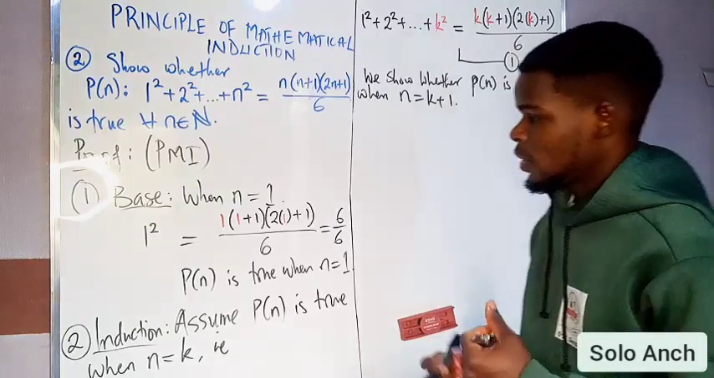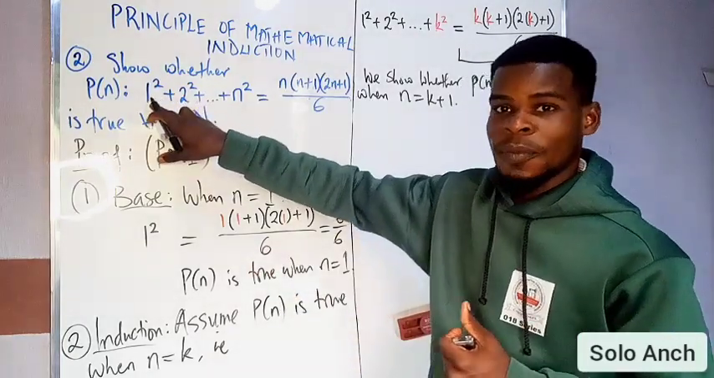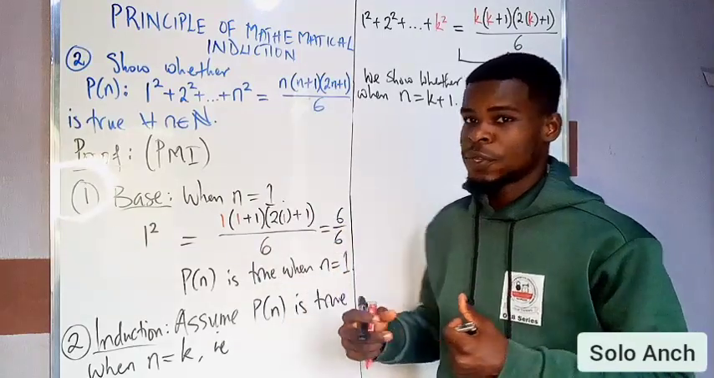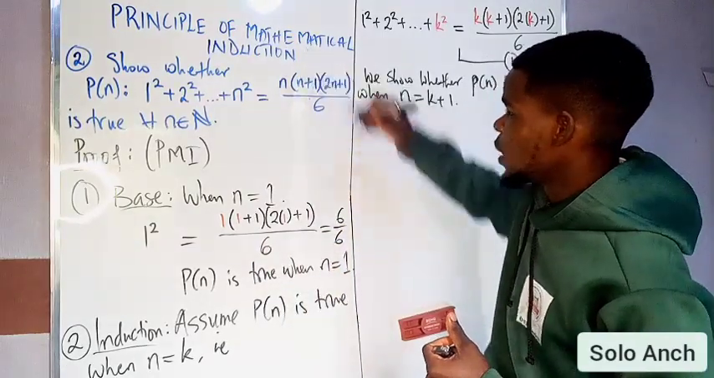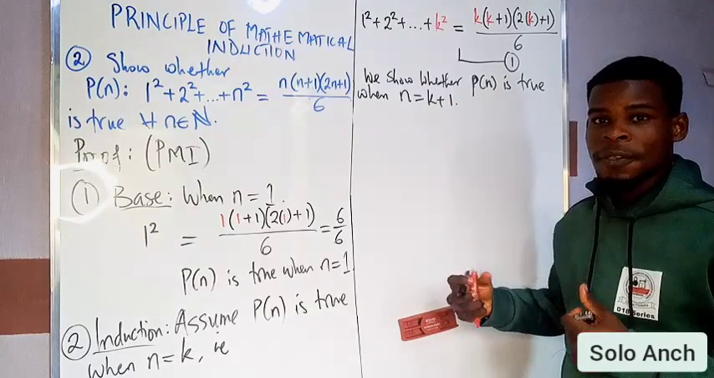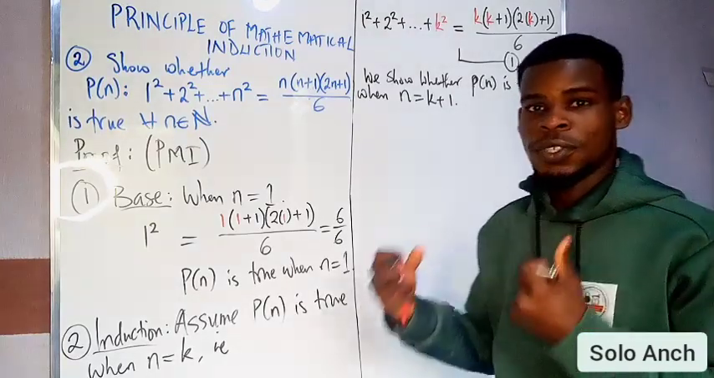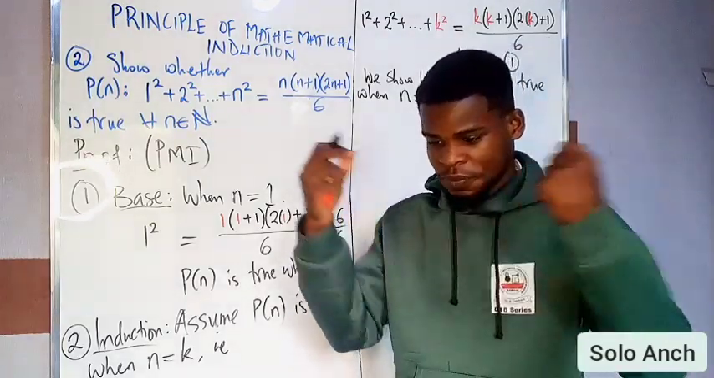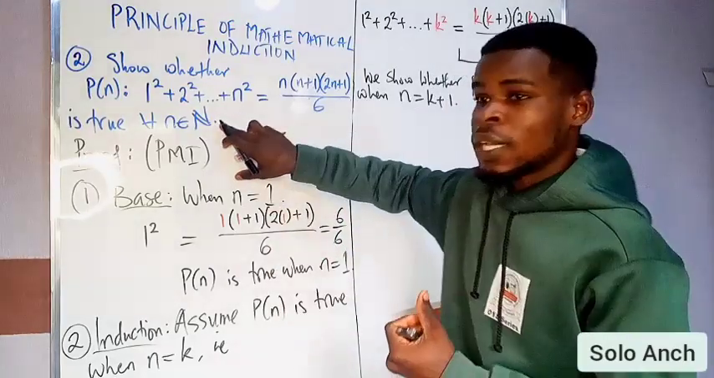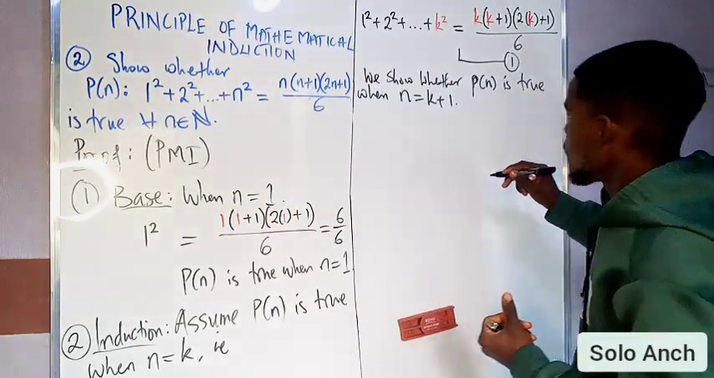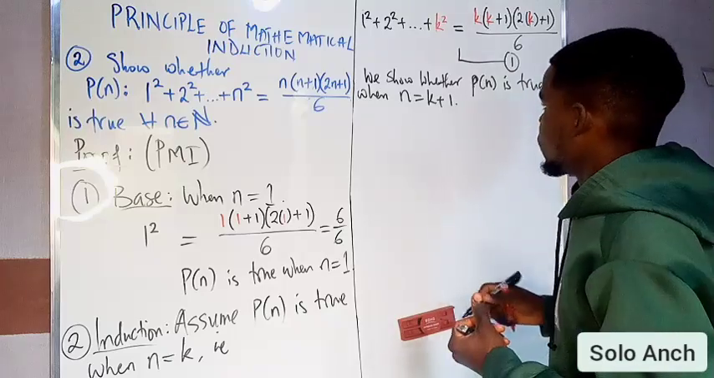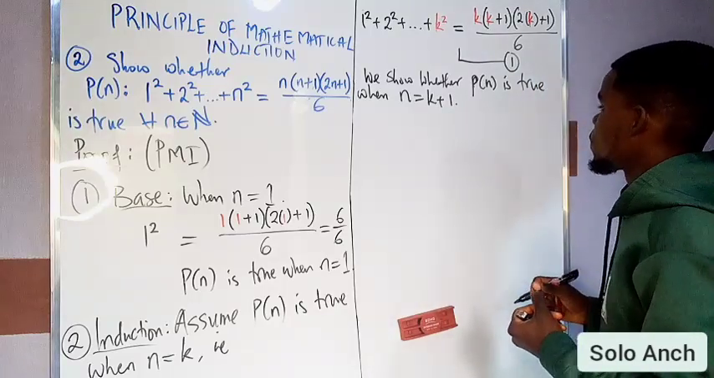Okay, so what does that mean? That means that when we add the first k plus 1 squares together, are we going to get something of this form where each of these n's will be replaced by k plus 1? If that is true, then we've shown by mathematical induction that the statement is true for all natural number n. For every natural number. Okay, so let's see what we have.